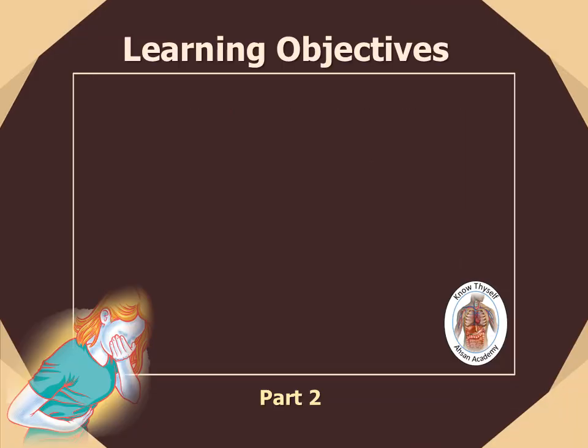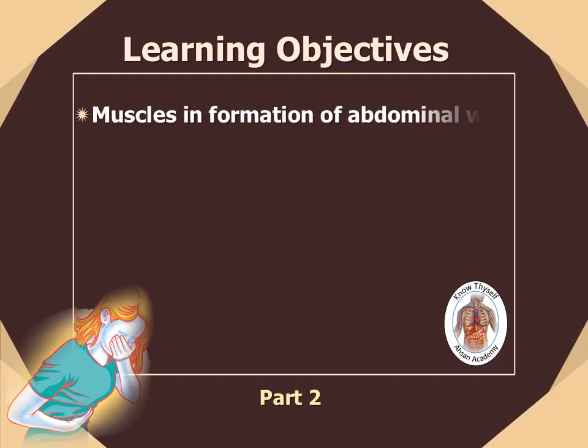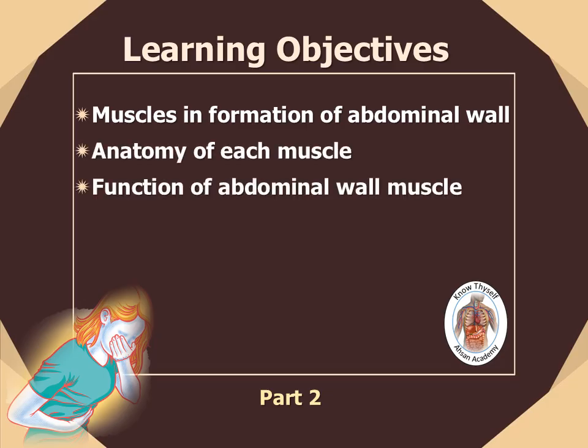This is the second part of the organization of the abdominal wall. In this part, I will consider the muscles that form the abdominal wall. The anatomy of each muscle will be discussed and the functions of the muscles will be covered here, along with the clinical correlation at every part.